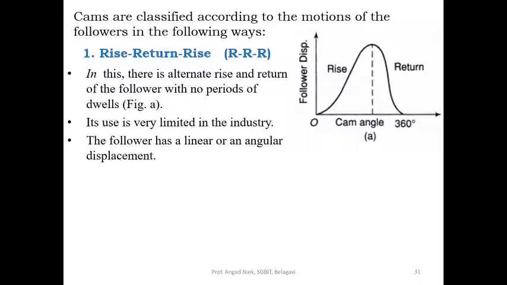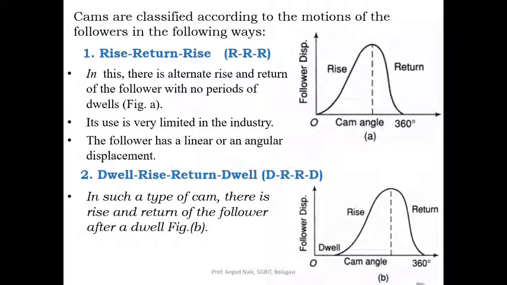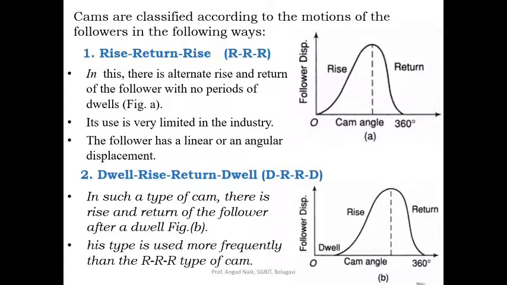Now we shall see the next one, that is dwell, rise, return, dwell. So there is dwell in the beginning, then there is rise, then there is return, and then again there is dwell. So this we call dwell, rise, return, dwell. In such a type of cam, there is rise and return of the follower after a dwell. This type is used more frequently than the RR type of cam.